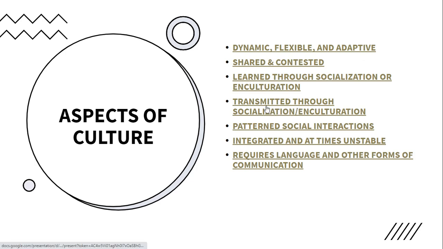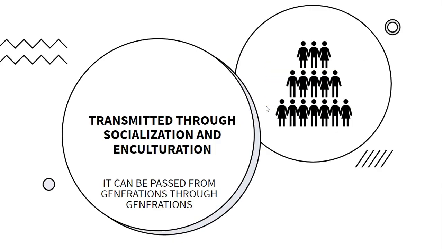Next, culture being transmitted through socialization and enculturation. It can be passed from generation to generation. Because culture can be learned, therefore it can be transmitted and immortalized. This also connotes a way of preserving both material and non-material culture.